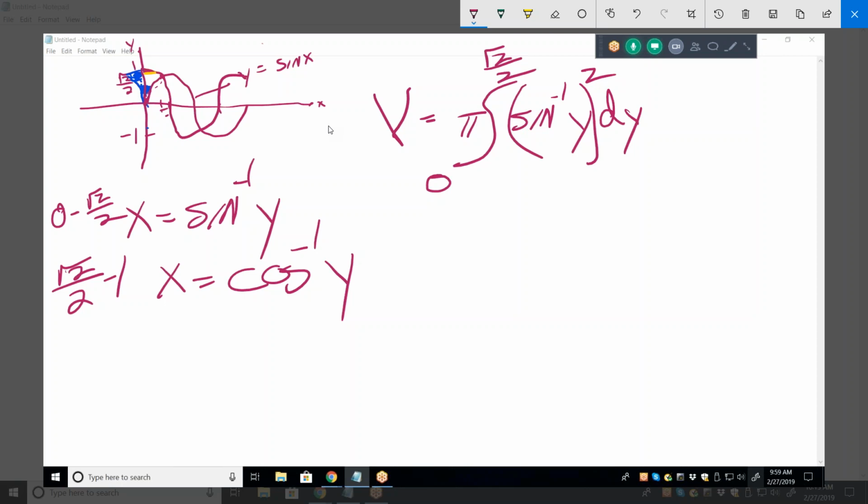Here, let me put the other one. Plus the integral of pi from root 2 over 2 to 1 of the inverse cosine of y squared dy. So that's what we have to do, right? Right.